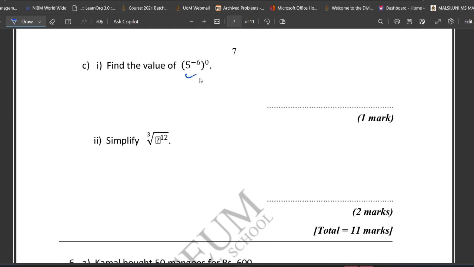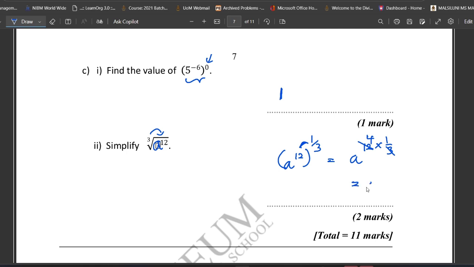And if we find the value of this one, we know that any number to the 0th power is 1. And for this one, I will take this as a, this is cubic root. So I can write it like this. And these are power for power. It becomes 12 times 1 over 3. Now these two simplify. Answer is a to the power of 4.